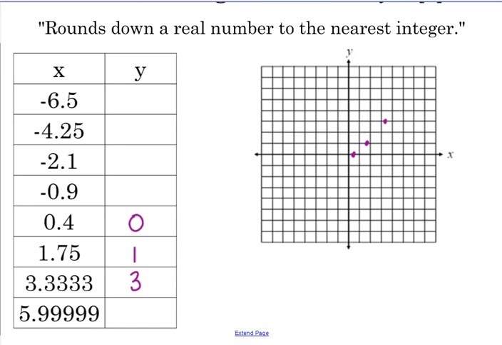5.99999, that's going to round down to 5. So almost at 6, that's going to round down to a y value of 5.